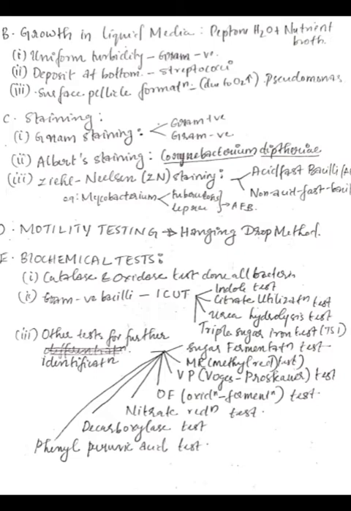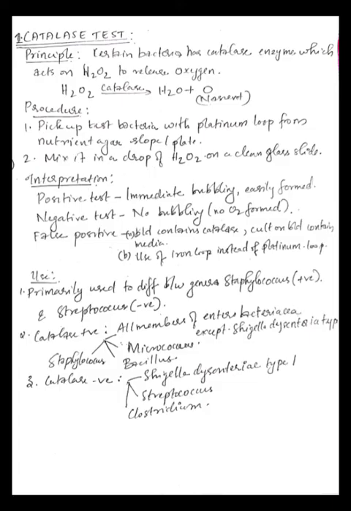Then, to identify gram negative bacteria, there is a code, that is "I CUT". It means I for indole test, C for citrate utilization test, U for urea hydrolysis test, T for triple sugar iron test. Okay, I CUT: indole test, citrate utilization test, urea hydrolysis test, triple sugar iron test. Other tests are also there for further identification of bacteria. They are the sugar fermentation test, methyl red test, Voges-Proskauer test, oxidation fermentation test, nitrate reduction test, decarboxylase test, phenylpyruvic acid test, etc.